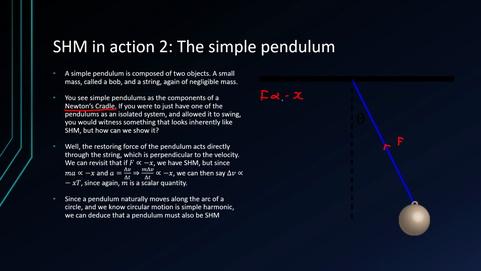So after that, we can say that ma is proportional to negative x, which we can then write as m times delta v over delta t is again proportional to negative x, which we can then say that because if we bring this t over, we're going to get that the velocity is just proportional to negative x times the change in time, which is a bit weird in a way, but it will come to fruition slightly later. Again, where m is scalar, so m is essentially almost like a proportionality constant in a way.